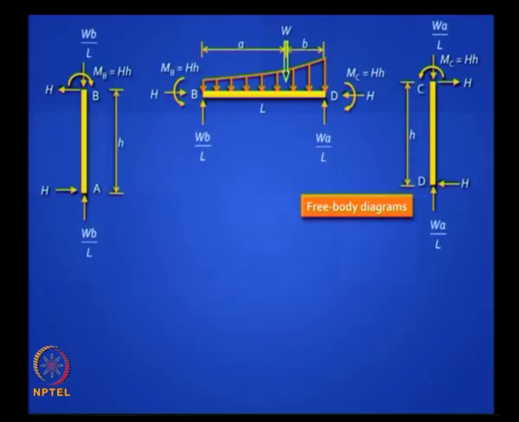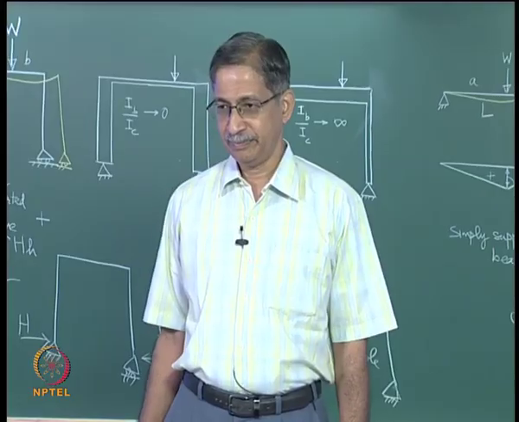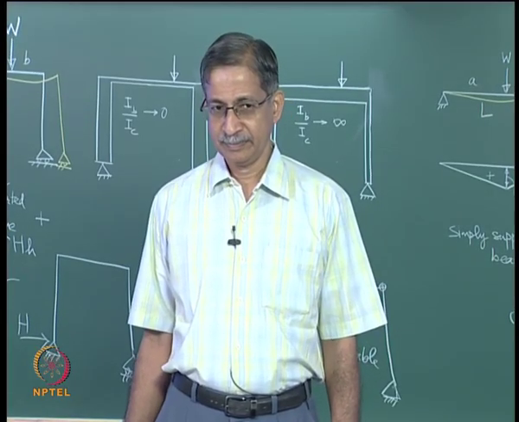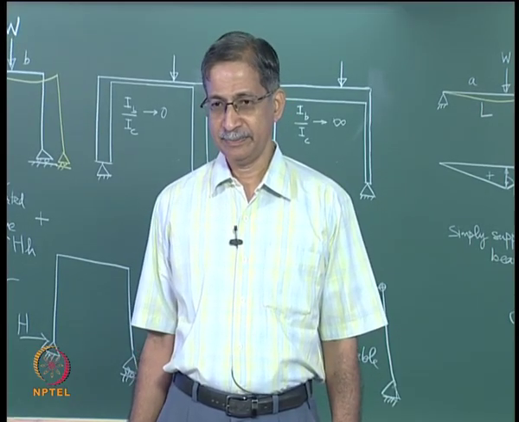In this picture I am showing you the free body diagrams where MB and MC are capital H into small h, right. Does the diagram make sense? So your redundant is capital H. If you know capital H, you know everything. Can you draw the bending moment diagram? What will it look like?